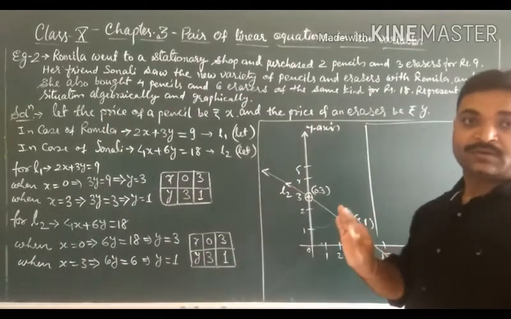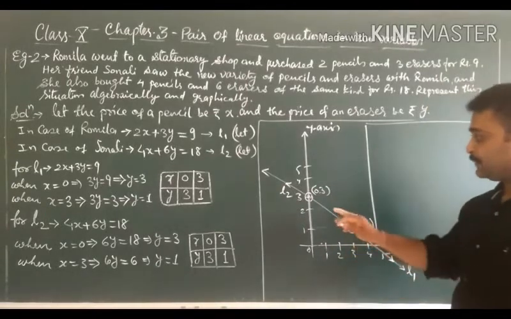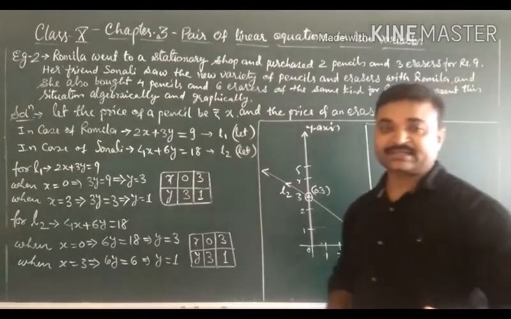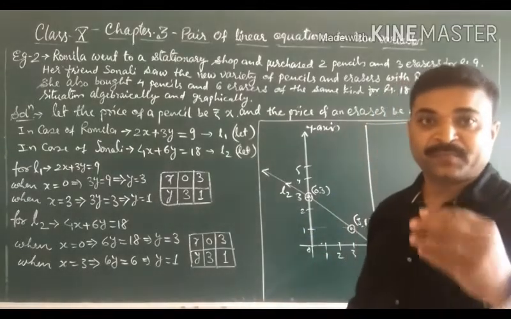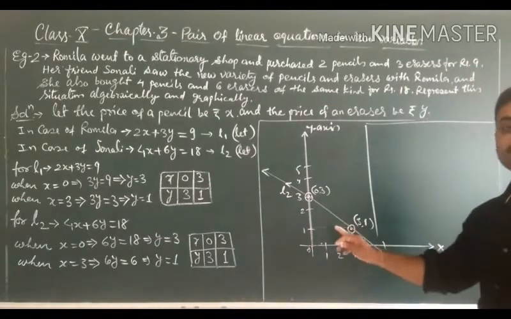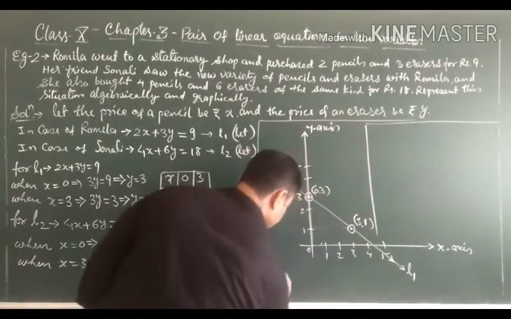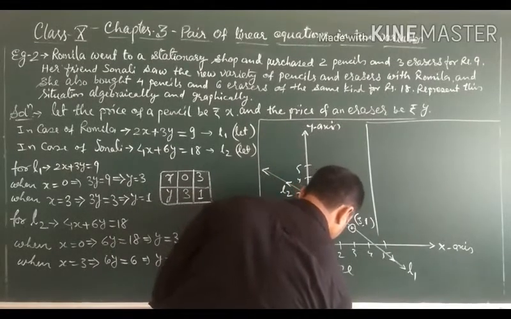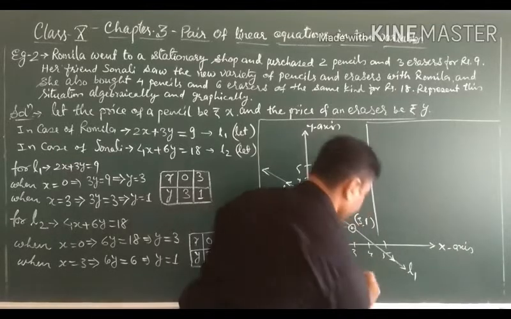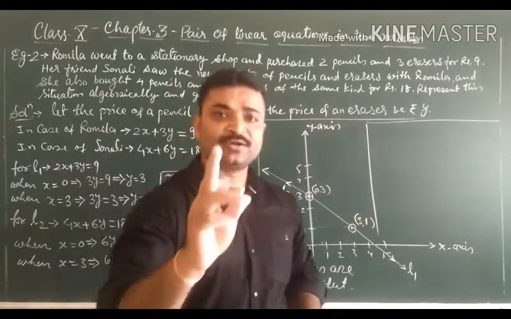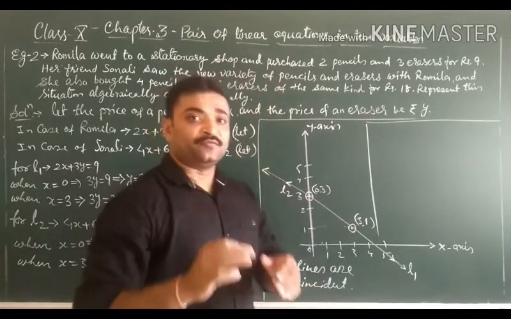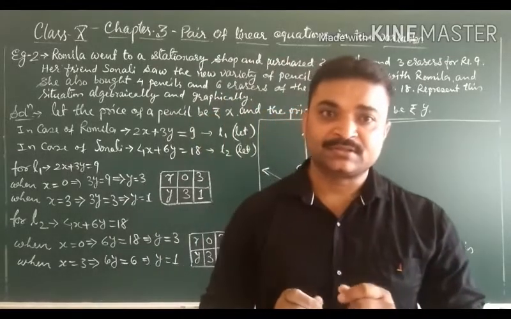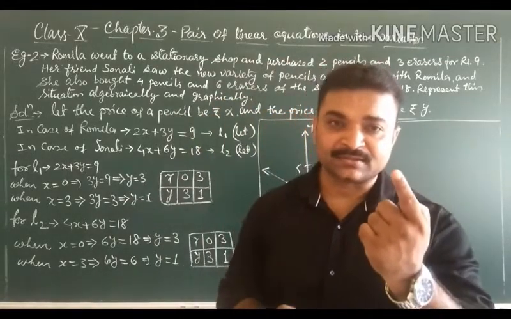So students, what we studied here, there are 3 types of lines. First one is intersecting lines, second one is parallel lines, and third one is coincident lines. Here we can write the lines are coincident. Students, one question is arising here. Will 2 different linear equations in 2 variables produce a single line?